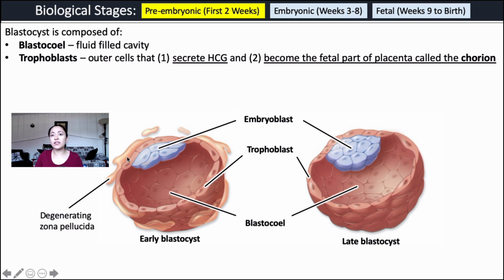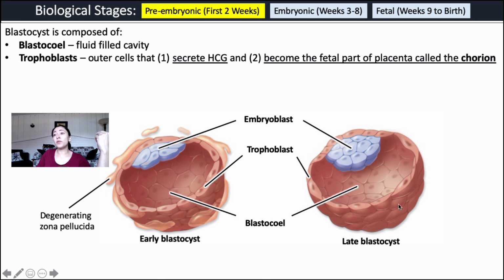The trophoblast, shown in orange in this diagram, is extremely important because, for one, it secretes HCG. If you remember, HCG stands for human chorionic gonadotrophin, and it is a hormone that helps to sustain pregnancy. It keeps the corpus luteum around so that it can continue to produce progesterone. So this HCG is essential for sustaining early pregnancy.